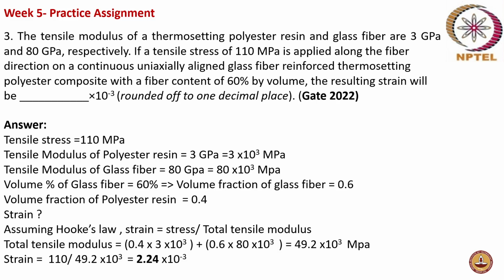Is strain given for the individual or for the whole one? Strain will be given for the whole composite, right? If the strain is given for the whole composite, and your stress is also given, and your individual moduli are given, but you have to identify the volume percent or volume fraction, how will you approach that? Just the same question, slight modification.